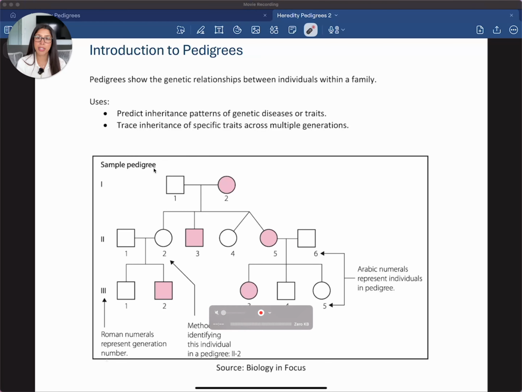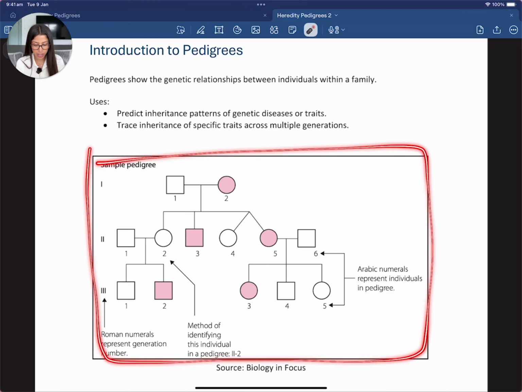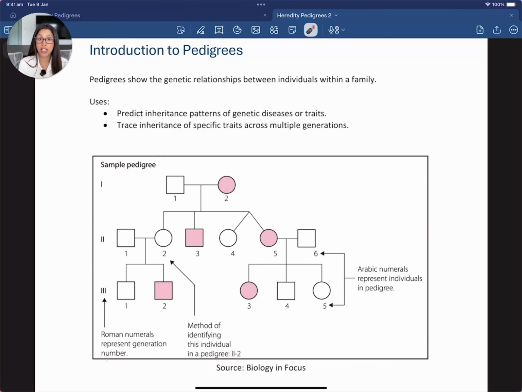In this section, we're going to be covering pedigrees. As you can see, this is what a sample pedigree looks like. Essentially, we can use these diagrams to predict different inheritance patterns of certain traits, as well as look at how certain diseases or traits can possibly show up in future generations.